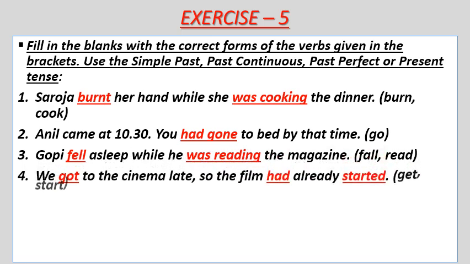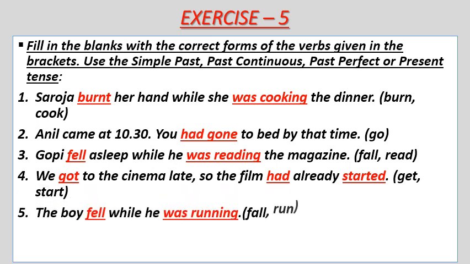Number 4. We got to the cinema late, so the film had already started. Answer is got and had already started. It shows an action completed before another action happened. Number 5. The boy fell while he was running. Answer is fell and was running. It shows an action that was still going on at a particular moment in the past.